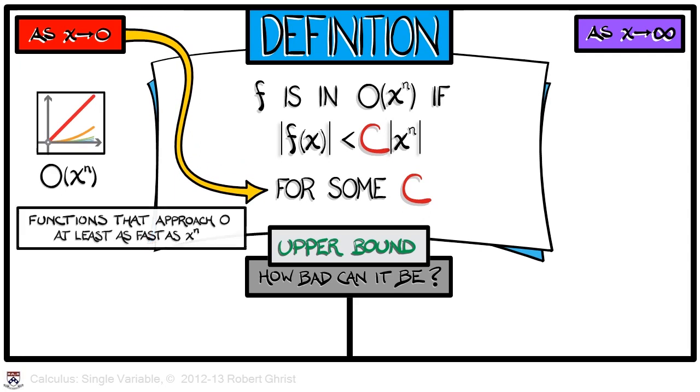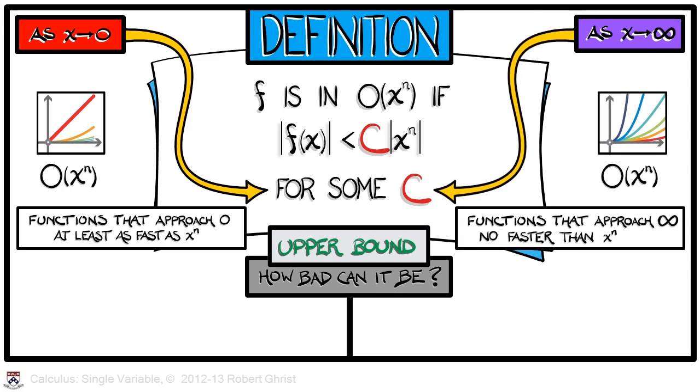Now, there are two versions of this. One, we could say that this inequality has to hold as x goes to 0, in which case big O of x to the n consists of all functions that approach 0 at least as fast as x to the n. On the other hand, if we look at growth as x goes to infinity, then big O of x to the n consists of those functions that approach infinity no faster than x to the n. In both cases, these are an upper bound.